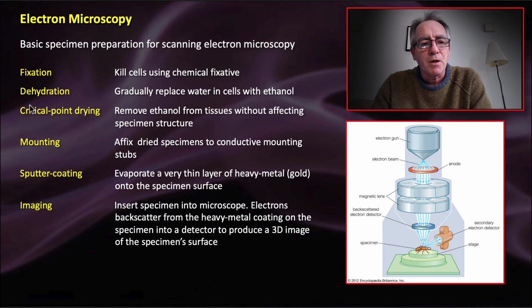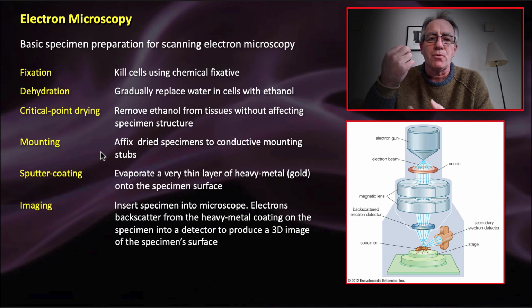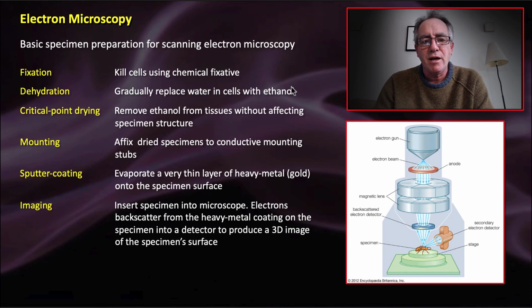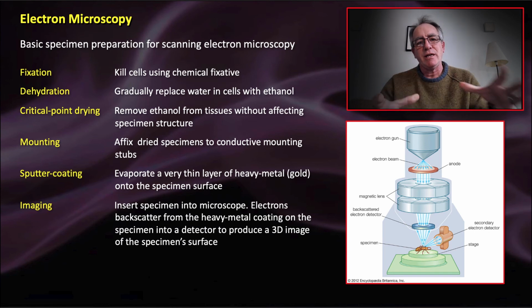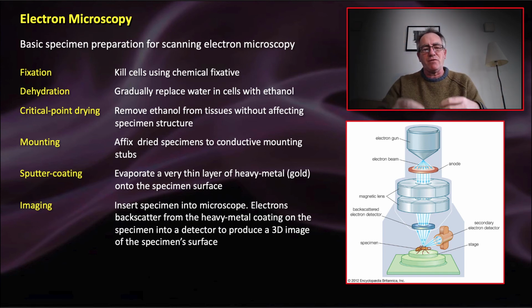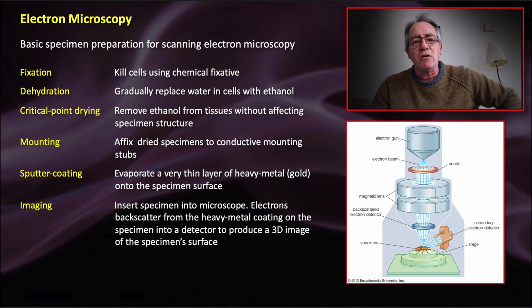Then we've got a technique called critical point drying. What's important is to get rid of all of the liquid of any type that's inside of your specimen. Well, you've got ethanol inside of the specimen. We can't put a specimen containing ethanol into the vacuum column inside of the microscope. So we have to dry all of the liquid off.